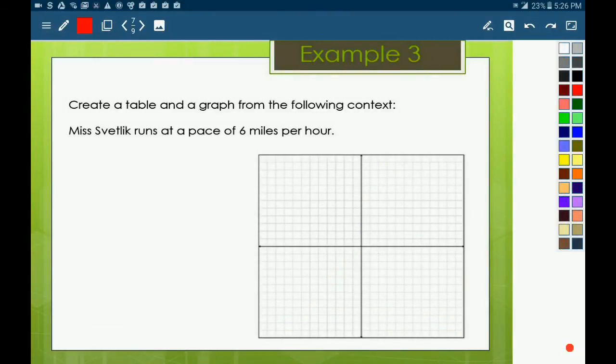Alright, so I've got one last example for you guys. It says create a table and a graph from the following context. So this time we're looking at words. Miss Svetlik runs at a pace of 6 miles per hour.